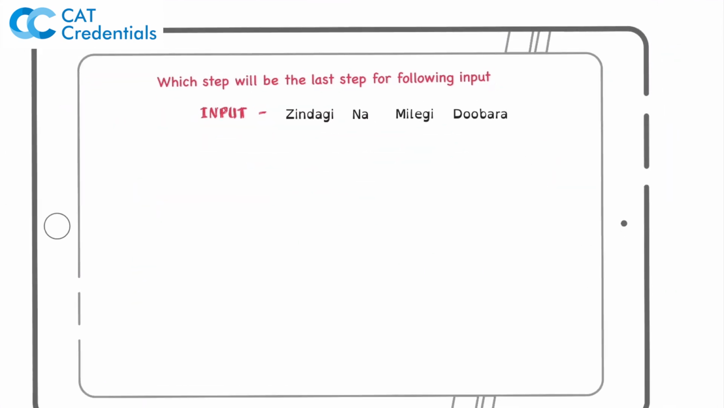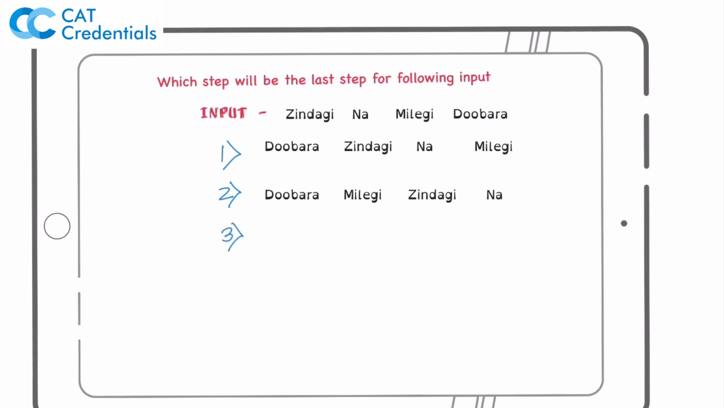Now the first question on it. I give you an input, "Zindagi na milegi dobara". What is the last step for the following input? So could you imagine what will come first? "Dobara", alphabetically superior, will come first. After "dobara", what will come? After D, what is alphabetically superior? M, right? "Milegi" will come in step 2.